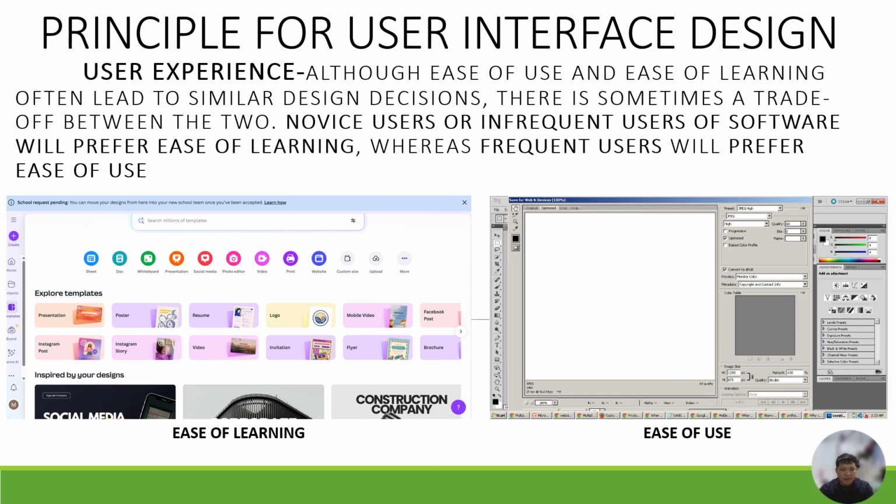And on the left side, we have ease of learning, which is Canva. As you can see, it already presents templates, already given, already obvious what we are trying to tackle or report. Canva made it easier for you. Well, ease of use is for the technical part, with many activities, and it should be a complex part, which is Photoshop.